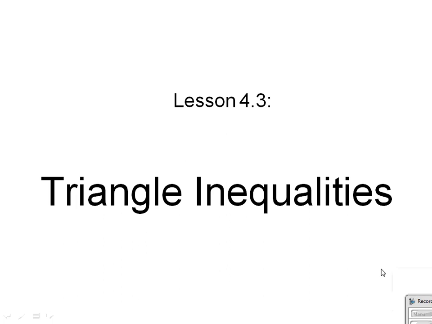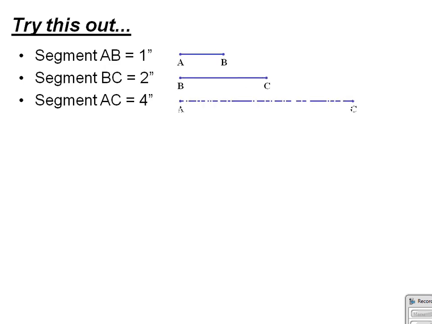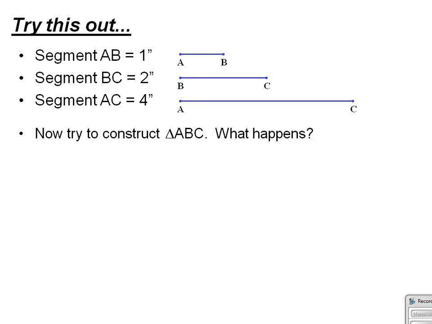Today's lesson is lesson 4.3 on triangle inequalities. Now try this out for a moment. Get yourself a straight edge and a compass and try to construct a triangle given these three side lengths. Side length AB being 1 inch, BC being 2 inches, and length AC being 4 inches.